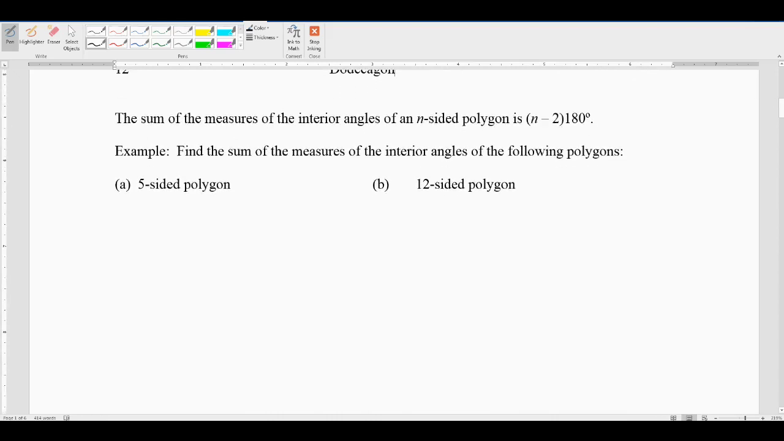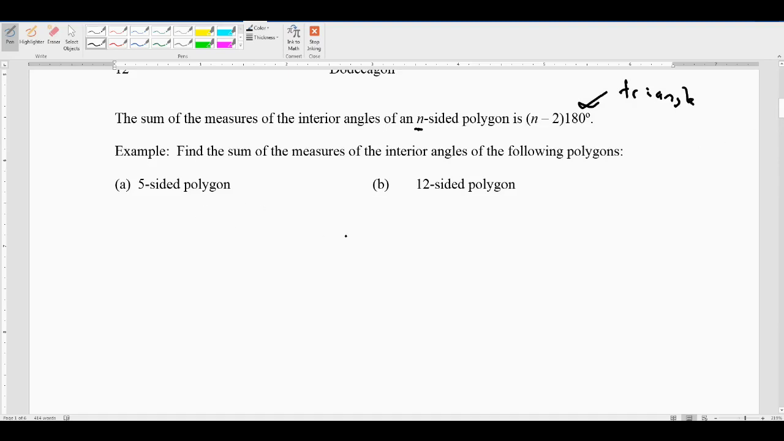But what we're going to do is look at the sum of the measures of the interior angles of an n-sided polygon. Anytime it says n, that just means the number of sides. So you find that as n minus 2 times 180 degrees. The reason it's 180 degrees is that's the sum of the interior angles of a triangle.